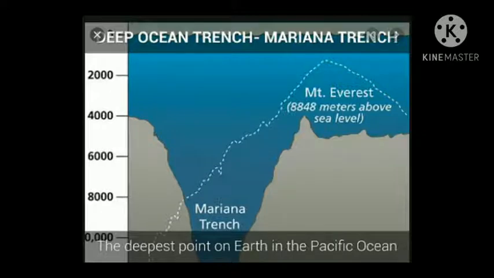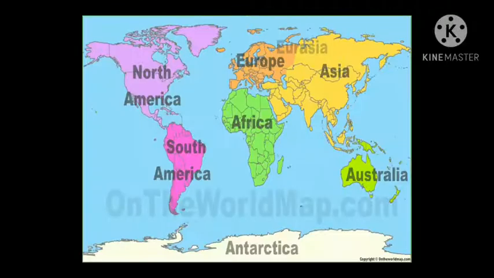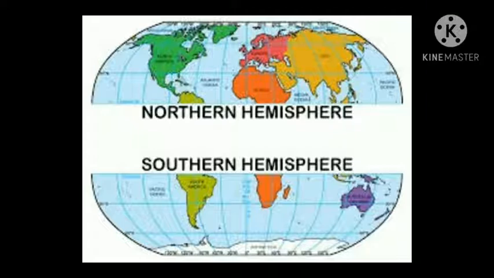Then let's discuss continents. There are 7 major continents. They are Asia, Europe, Africa, North America, South America, Australia and Antarctica. They are separated by large water bodies. And the major part of the landmass lies in the northern hemisphere. Now let's discuss each of these continents in detail.